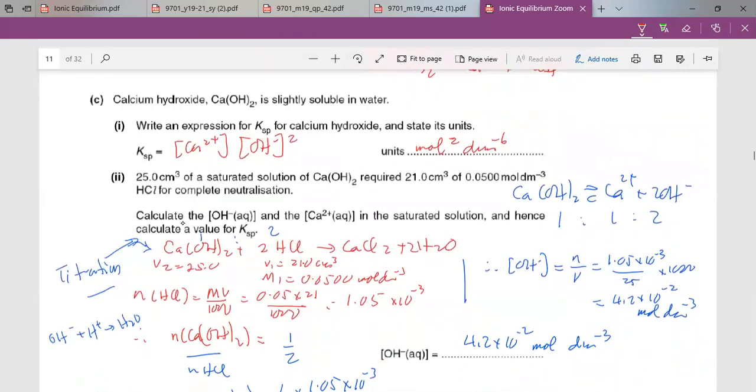Okay, all right, next one here. Calcium hydroxide, less soluble in water, and so forth. The expression here is quite simple, okay? Remember the square here, and the units here. Now this titration: 25 cc of a saturated solution of calcium hydroxide requires 21.0 cm cube of 0.05 moles per dm cube HCl, okay? HCl, acid and alkali, it's not neutralization, okay? Titration. Present are OH minus and Cl minus, Ca2 plus in the saturated solution, and hence, very simple.